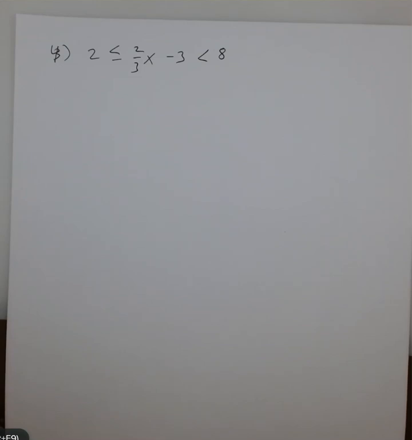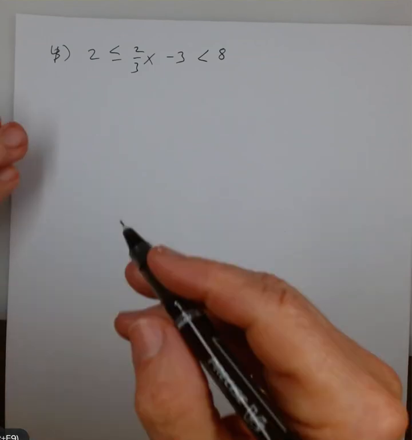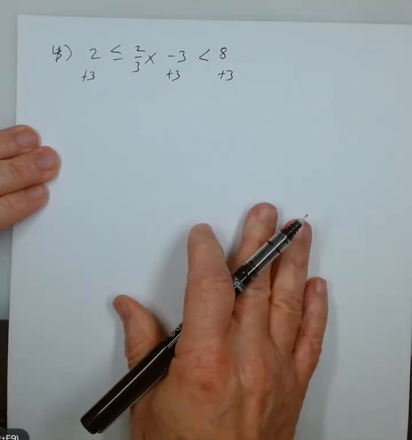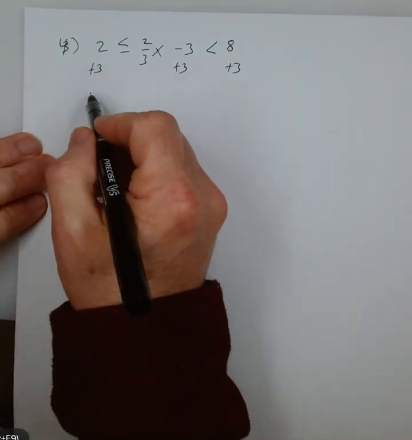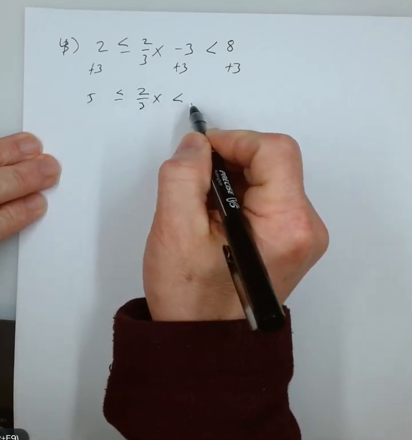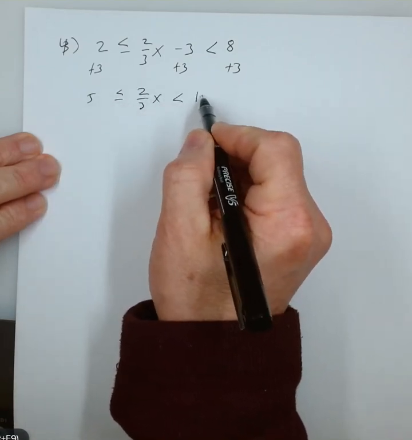So just looking at that, I know I can easily do what to all parts first? Add 3 to all parts. That makes things a little bit easier by doing that. So plus 3, plus 3, plus 3. And so then this becomes 5 is less than or equal to 2/3 x is less than 11.